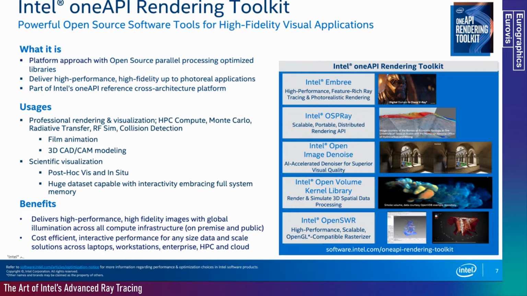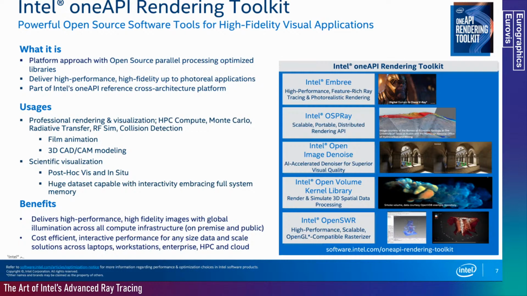OpenSWR is our rasterization engine that turns any CPU into an OpenGL renderer, and with upstream to Mesa, it's available as part of the Mesa package. And then Intel OSPRay brings it all together.